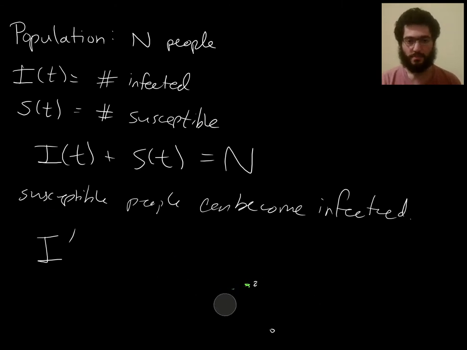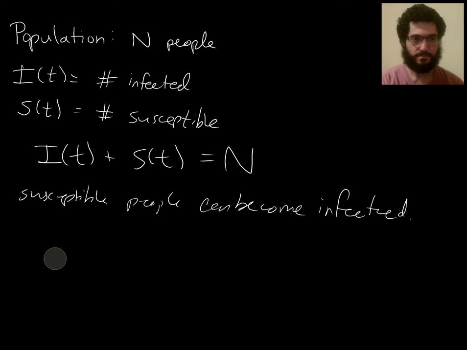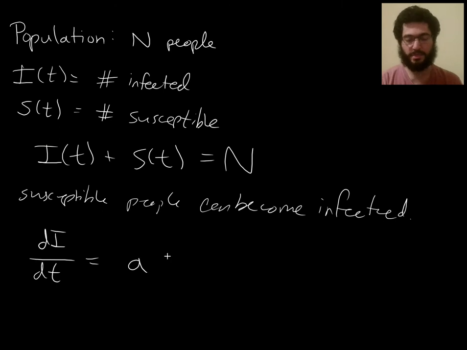So this will be the rate at which the number of infected people increases. So this is di dt. Let me write it like this. It is going to be proportional, let's say with a being the proportionality constant. So it'll be proportional to the number of interactions we expect between susceptible and infected people per unit time. That should be the product. Susceptible people times infected people. And these are functions of time.